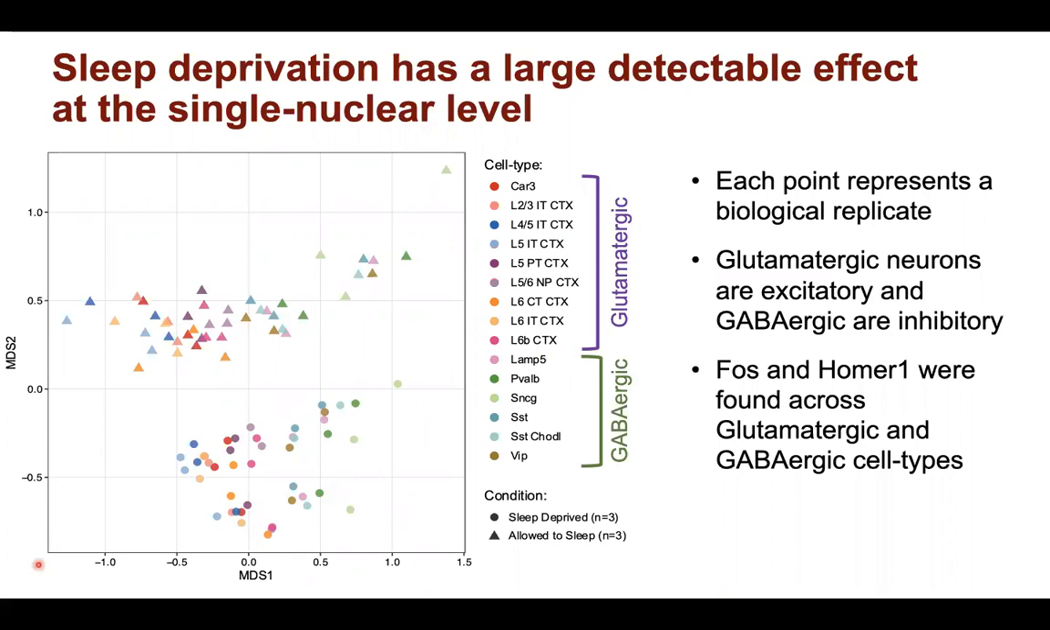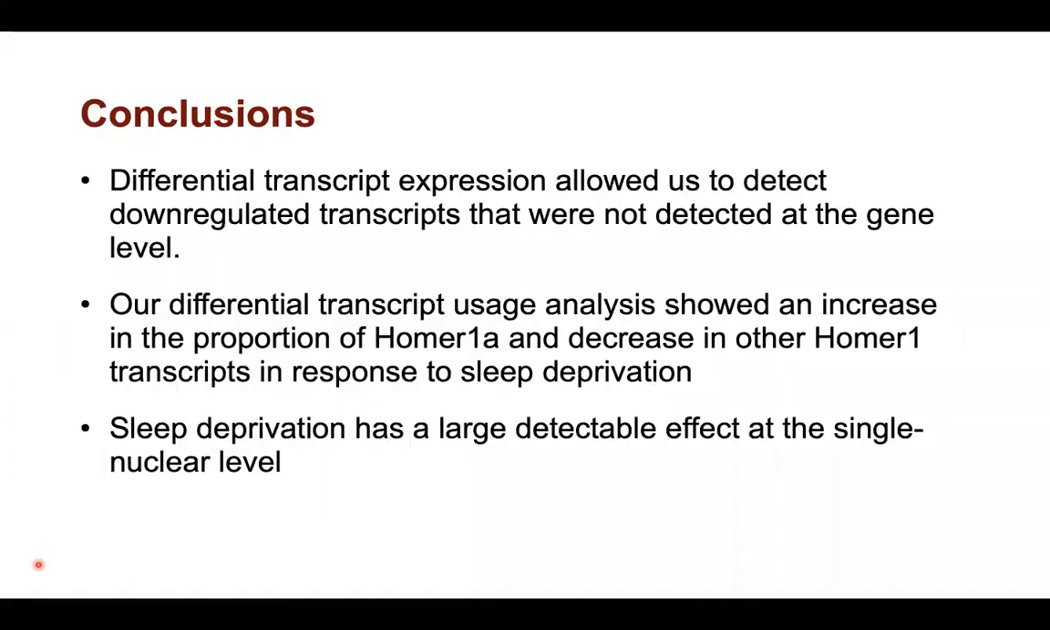When we looked at gene expression at the single nuclear level, we found FOS and Homer1 across both glutamatergic and GABAergic cell types. To conclude, our differential transcript expression analysis allowed us to detect downregulated transcripts that were not detected at the gene level. Our differential transcript usage analysis showed an increase in the proportion of Homer1A and decrease in other Homer1 transcripts in response to sleep deprivation. We found that there was a large detectable effect by sleep deprivation at the single nuclear level.